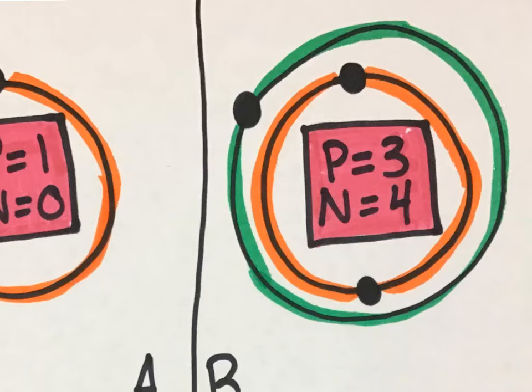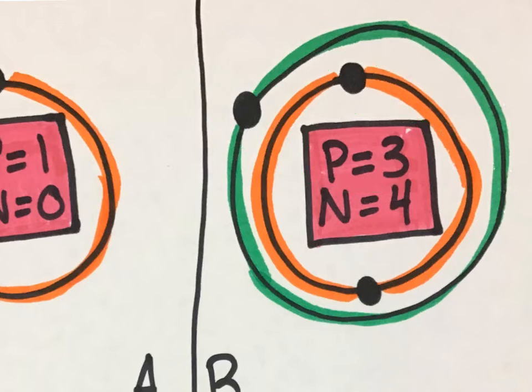Now let's take a look at atom B. Atom B has 3 protons in the nucleus and 4 neutrons. So P equals 3, N equals 4. The number of electrons can be found by either looking at your protons or counting the electrons in the electron cloud. So this atom has 1, 2, 3 electrons found in the cloud.